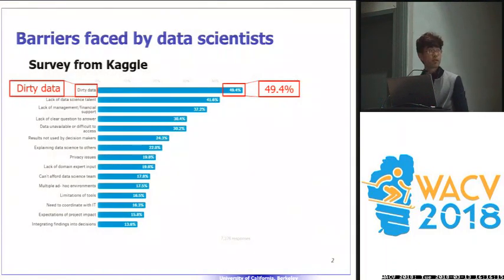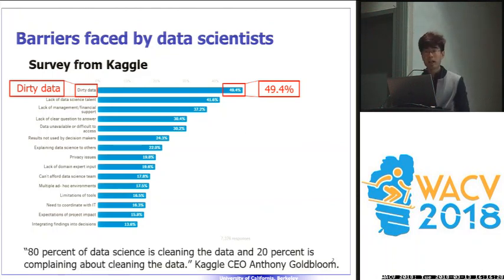So first, let's take a look at this survey. A survey from Kaggle shows the biggest concern of data science is the data itself. The data is always dirty in practice. And it has been so sad that 80% of data science is cleaning the data, and the other 20% is complaining about cleaning the data.